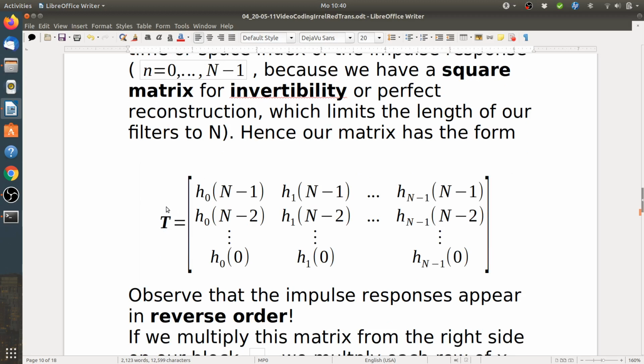Right, so here's our transform matrix. So here we have the coefficients of our filters, and we can see those coefficients are in the column. Each column is one filter. So here first column is filter 0, second column is filter 1, until the last one, filter capital N minus 1. And we see they're in flipped order, right? And that's because our convolution flips one of the arguments. So here it flips our impulse response. And that's why we have it here in flipped order.